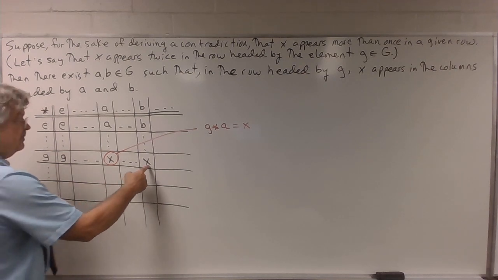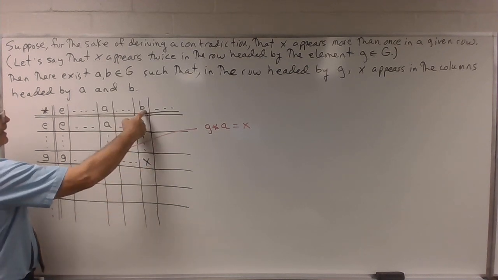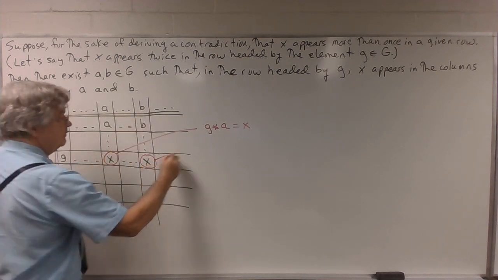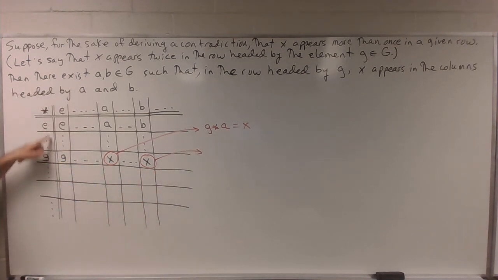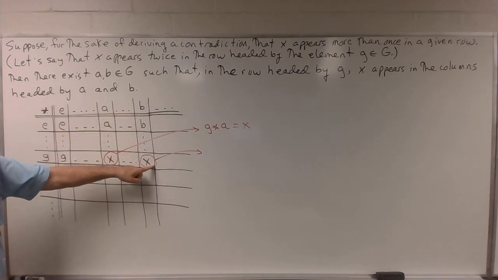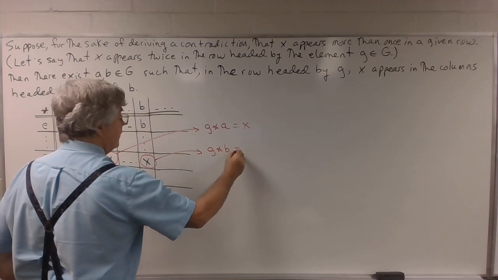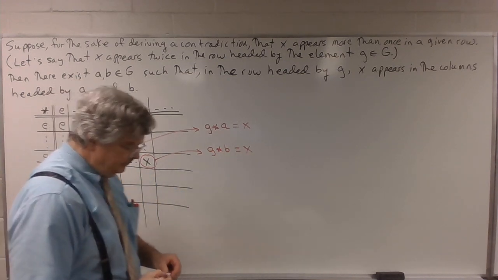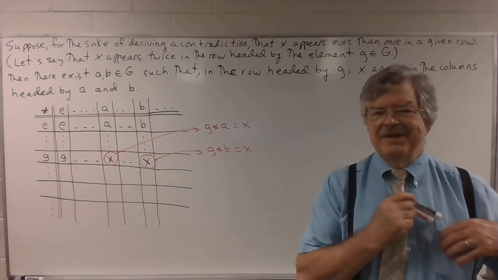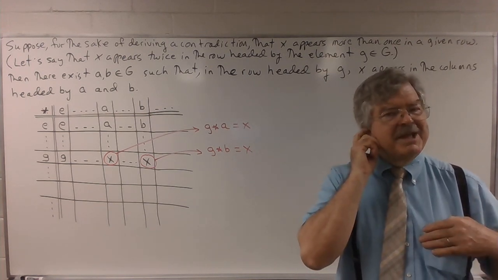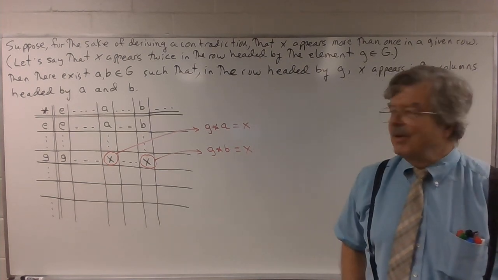The fact that this element appears in the row headed by G and in the column headed by B tells us something as well. It says G star B equals X. So let's write that down. Everything's the same right now as it was in the remainder of the proof that I am telling you to ignore.